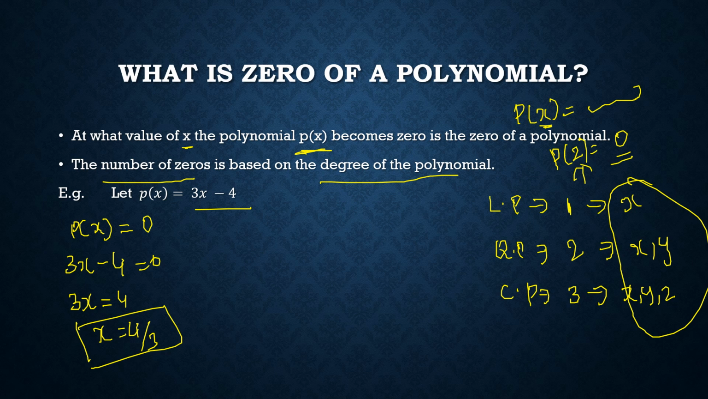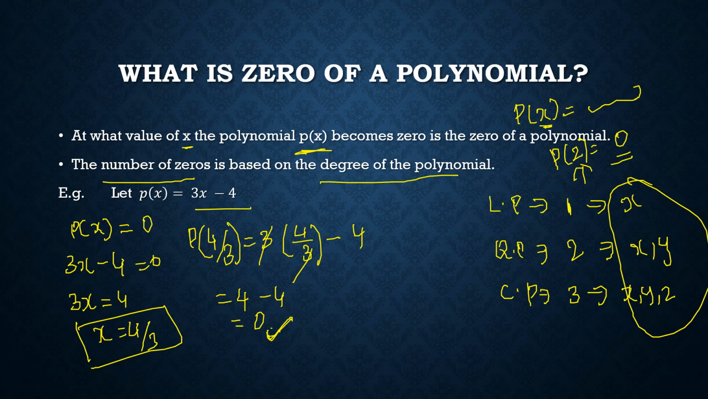Can we verify it? In the place of x, I'm going to substitute 4 by 3 and check in the polynomial. If I put in the place of x, 4 by 3, then minus 4. See here, 3 and 3 are getting cancelled. 4 minus 4, it's nothing but 0. Yes, we are getting 0 as the polynomial result when I'm substituting 4 by 3. So 4 by 3 is the zero of the polynomial.